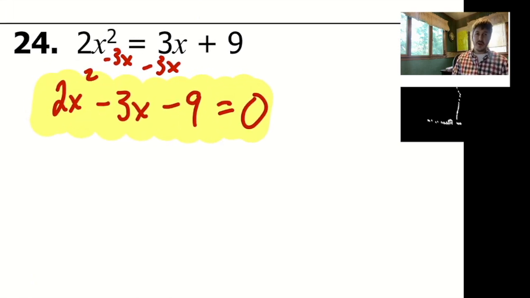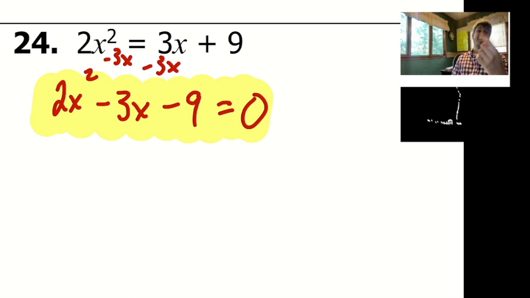Then strategy number 1 is not going to work because your a term is not a 1. So you can't just factor like normal. You can't find two numbers that multiply into negative 9 and add to negative 3 right now. Even though you might find two numbers, which I think would be like 3 and 3. No, maybe not. But it doesn't matter. Your a term is not a 1.